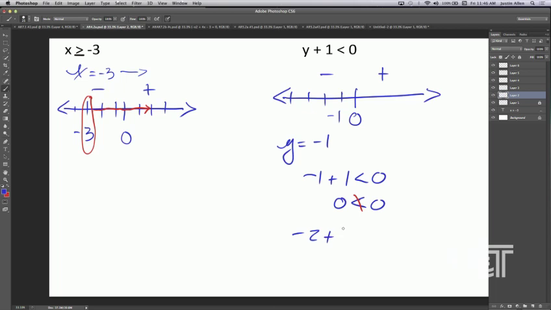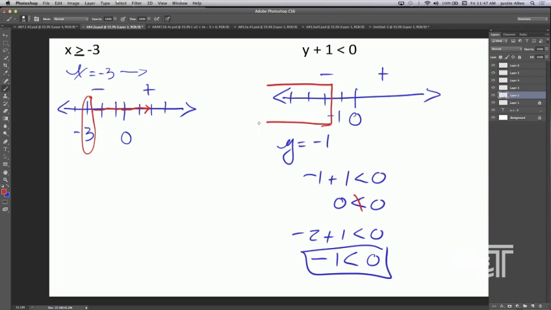Negative 2 plus 1 is less than 0. Negative 2 plus 1 is going to be negative 1. Is negative 1 less than 0? Yes, it is. And so what that is telling me is that any number from negative 2 and on is going to fit my y value.